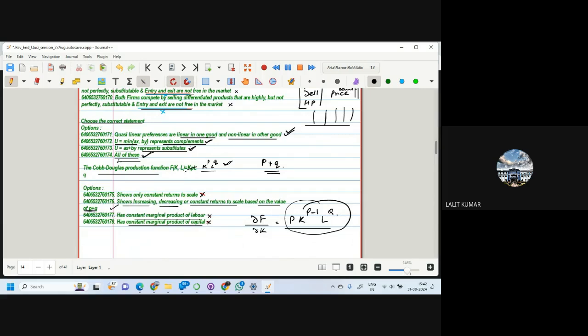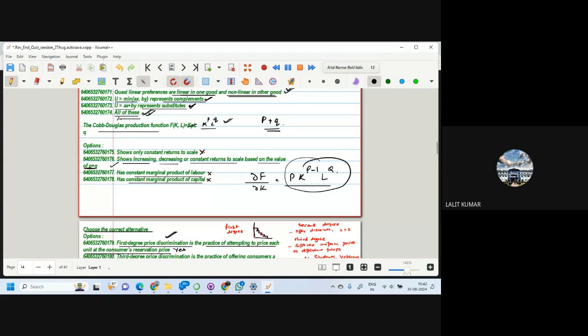Quasi-linear, linear in one good and non-linear in another good, we have seen that is correct. U is equal to min of ax, by represents complements. This is true. U is equal to ax plus by represents substitutes. That is also true. So all are true. Cobb-Douglas function, K to the power p, L to the power q, shows only constant returns to scale. That is false. It shows increasing, decreasing, or constant returns depending on the value of p plus q. That is true. Constant marginal product for both capital and labor is false. We can clarify that by taking the derivative.